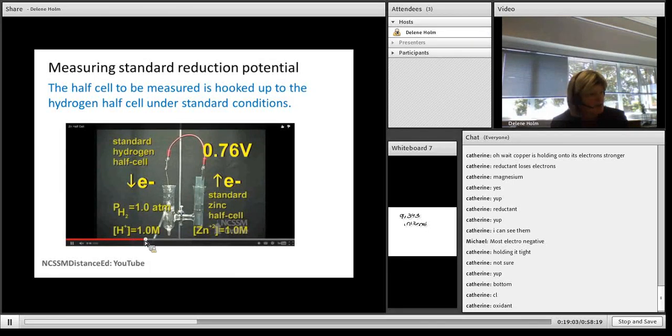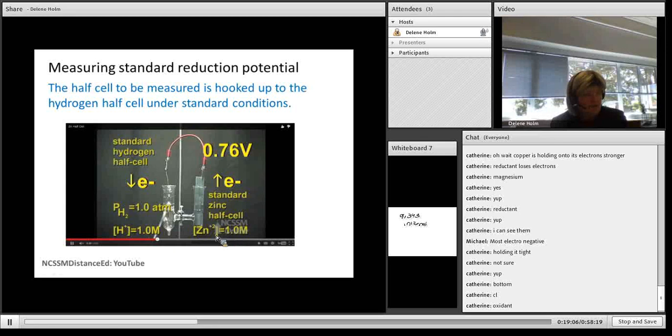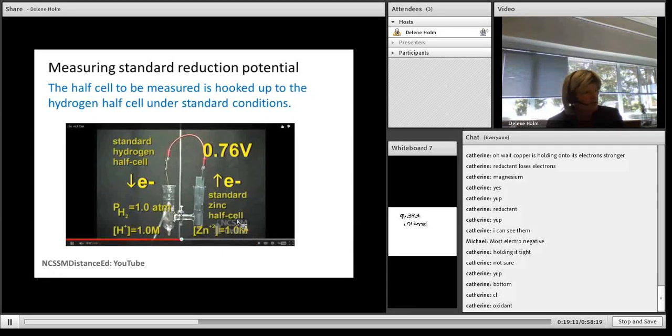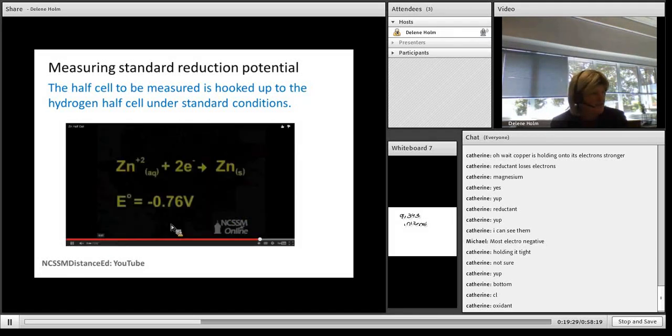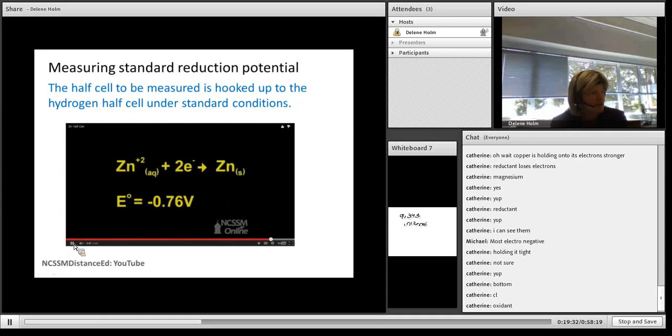And do you notice my conditions? I've got to have zinc ions as being 1 mole per liter. I have to have my hydrogen that's being bubbled through at 1 atmosphere pressure, and my acid in here must be at a concentration of 1 mole per liter. Those are what we call standard conditions. The temperature has to be 25 degrees as well. That's another standard condition. And if you had it under the standard conditions, then connecting a voltmeter up to it, you would get a value of 0.76.